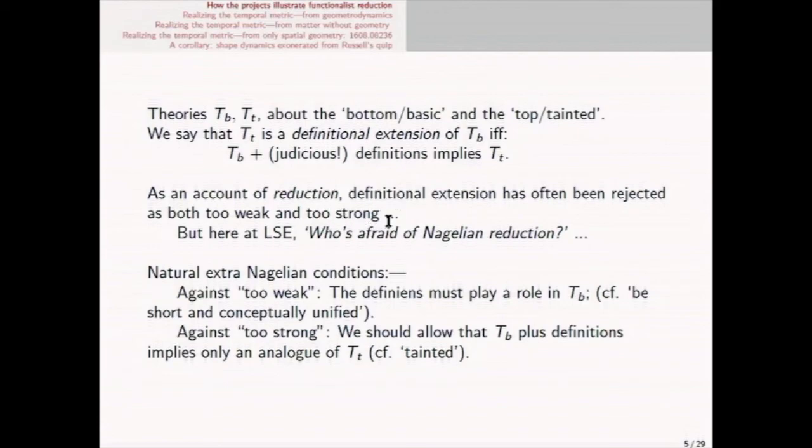But here at London School of Economics, who's afraid of negating reduction? For those of you who don't know, this is a paper by Roman and friends who explain that we should not be so concerned with these criticisms, because we can impose some very natural extra Hegelian conditions. Against the too-weak criticism, these require the definitions to play a role in the bottom theory, so, for example, to be short and conceptually unified. And against the too-strong criticism, it requires that we allow the bottom theory plus definitions to imply only an analog of TT, so a closely related concept.